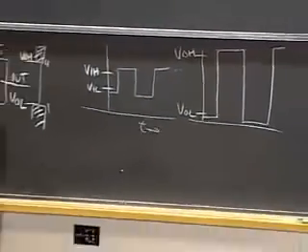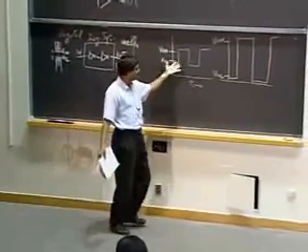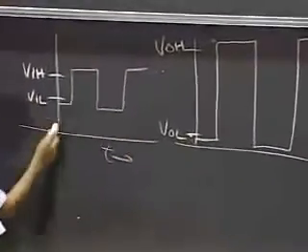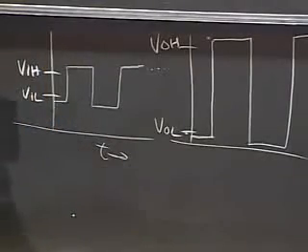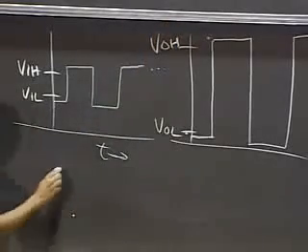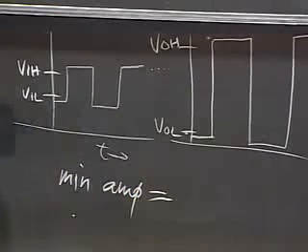Need I say more? You can see that intuitively, there's amplification happening here. And the reason is that VOL is chosen to be less than VIL, and VOH is higher than VIH, so therefore a signal has to be stretched. Signal has to be amplified. And what's the minimum amplification needed for the system to work?